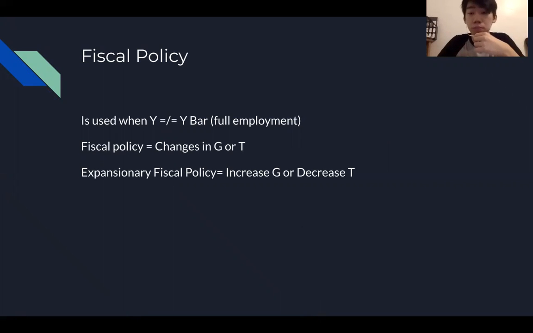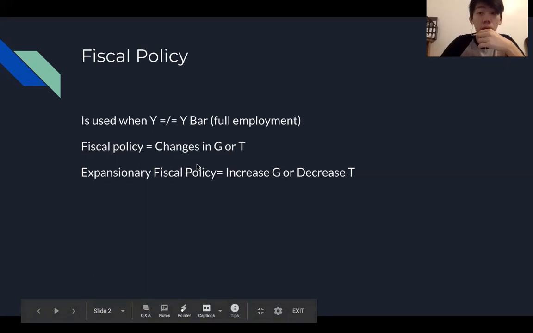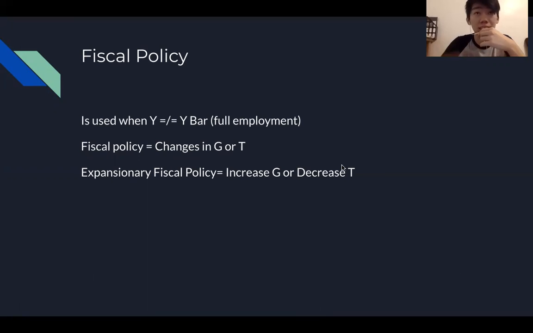If we increase government spending, remember Y is equal to C plus I plus G, so this increase in G will increase that Y. And remember, taxes affect our consumption. So if we have less taxes, we can consume more, and that also increases our output. So this is why it's called expansionary fiscal policy.